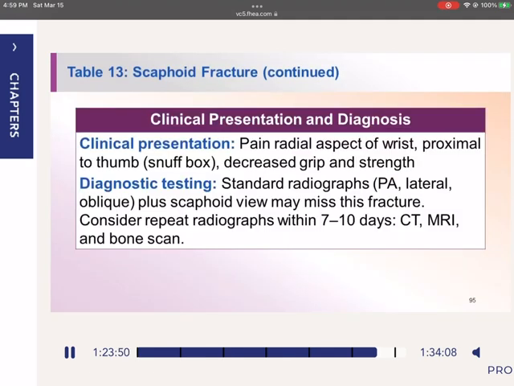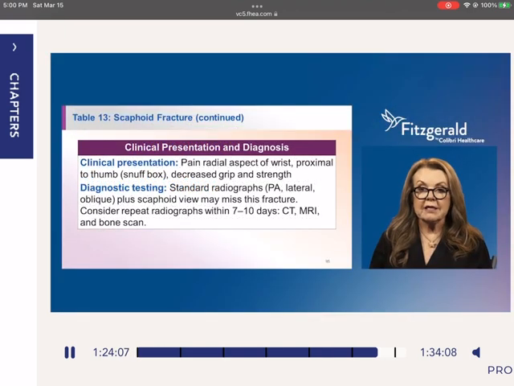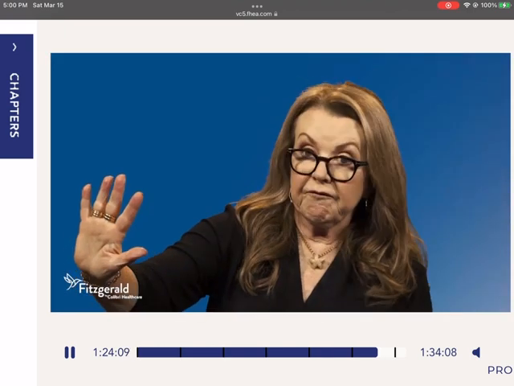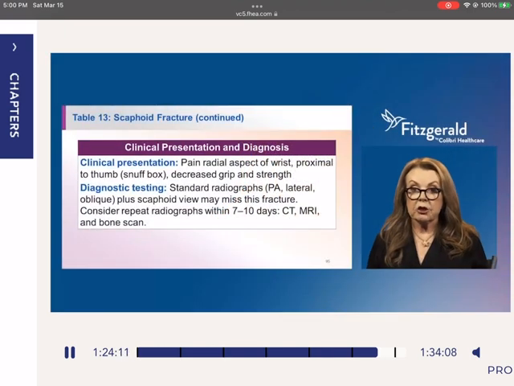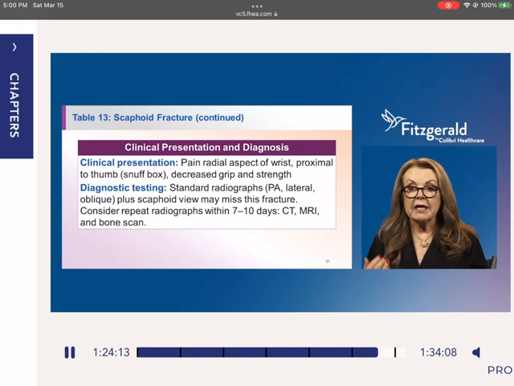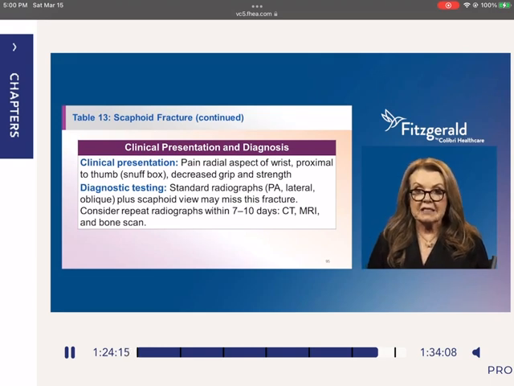Clinical presentation, there'll be pain in that anatomic snuffbox, decreased grip strength, decreased hand strength. You want to get the standard x-rays plus a scaphoid view, as you can often miss this fracture. And that is one reason if the person had a fall on an outstretched hand and the initial x-rays look negative, it's helpful to repeat them in 7 to 10 days.